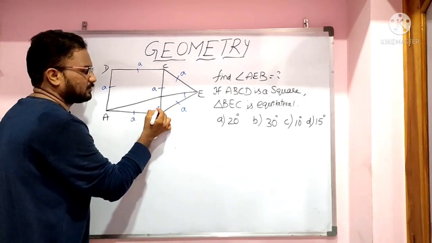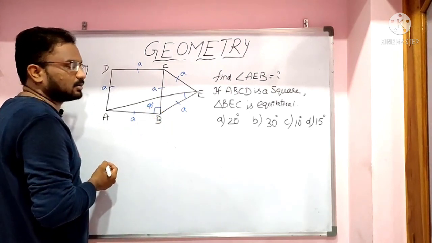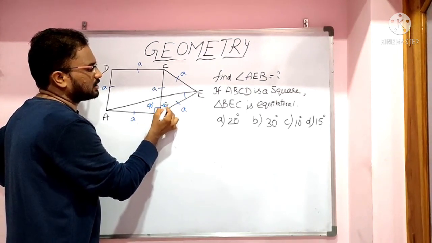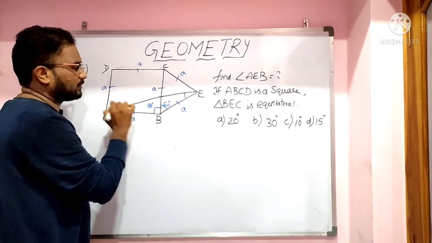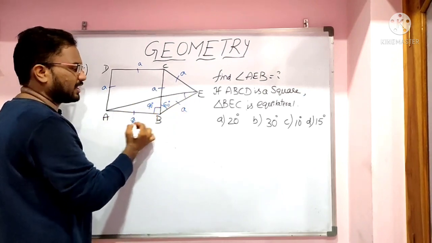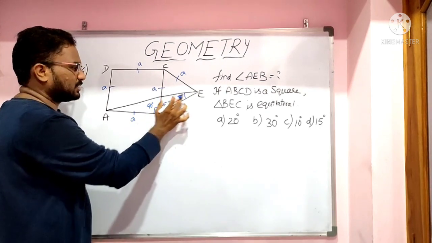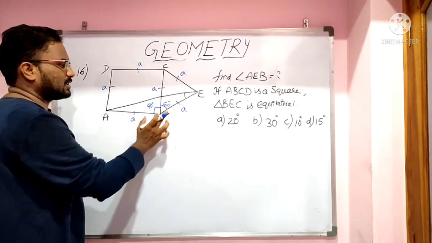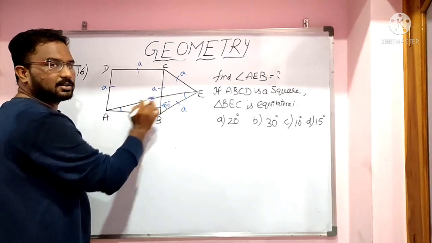So here in a square, this angle is 90 degrees. In a square, each angle is 90 degrees, and in an equilateral triangle, each angle is 60 degrees. So this is 60 degrees, total 150 degrees. If you observe triangle ABE, in triangle ABE, these two sides are equal. Hence, it is an isosceles triangle. In an isosceles triangle, if two sides are equal, then the corresponding opposite angles are equal.